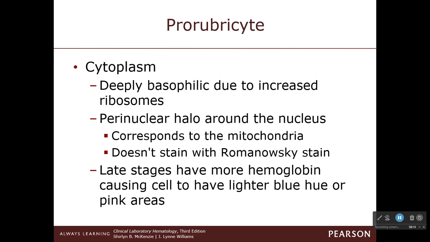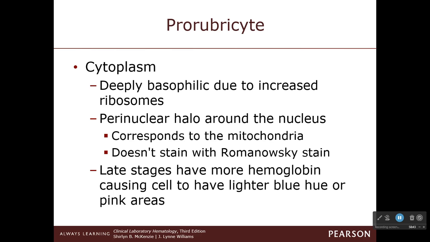Cytoplasm is deeply basophilic due to increased ribosomes, still the same. It has a perinuclear halo around the nucleus, so it kind of goes all the way around. This corresponds to the mitochondria that is still there. It doesn't stain with the right stain either. And then in late stages you're seeing more hemoglobin production, causing the cytoplasm to be a lighter blue hue or pink areas.